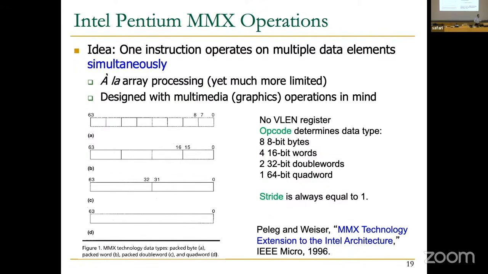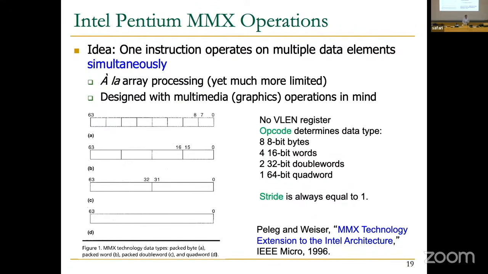If somebody asks you the question, does this look like a vector processing instruction? No, it's really array processing because you're really operating on 4 elements at the same time, right? And as I said, it's designed with multimedia operations in mind. So let's take a look at this example over here. Here we have a 64-bit register. Clearly, in a scalar operation, you can add 2 64-bit values by referencing 2 registers.